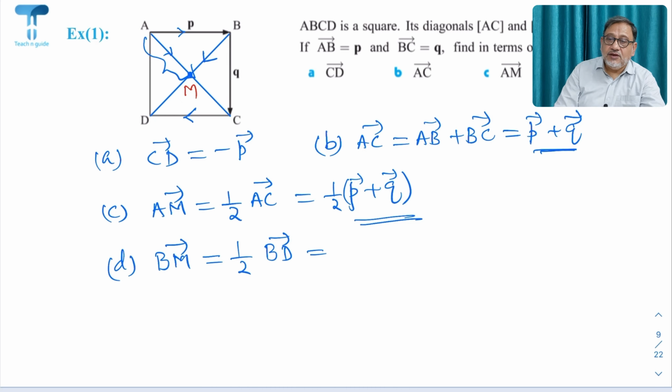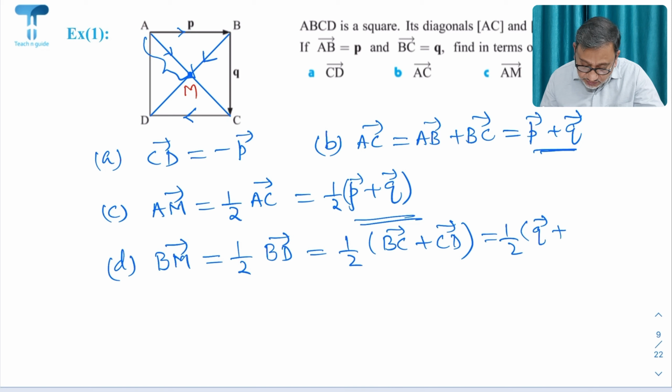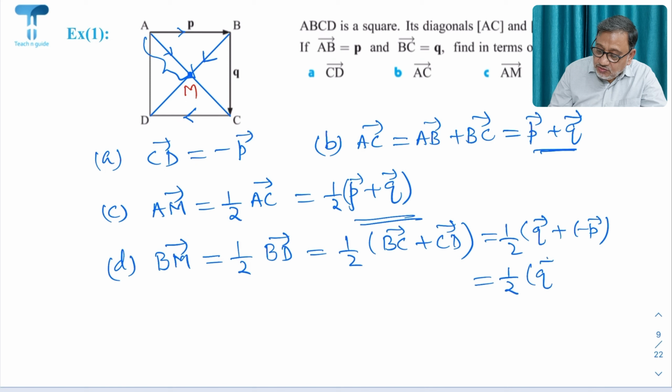And half of BD, how can I write half of BD? It is equal to half of BC plus CD. Okay. Now BC I have already. BC is Q, and CD we found in A part. Here is CD. So minus P I will write instead of plus P, minus P. So therefore my final answer is half of Q minus P.